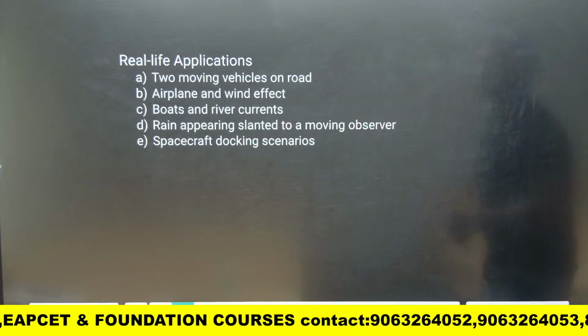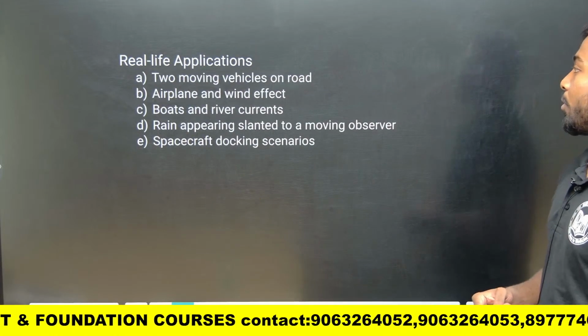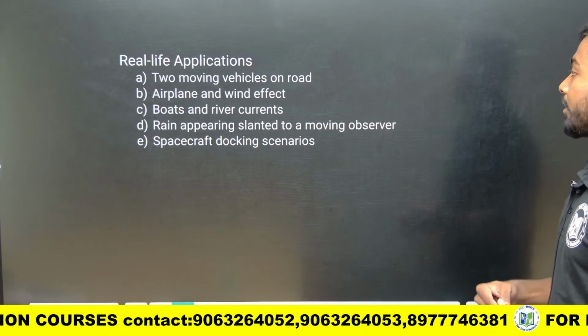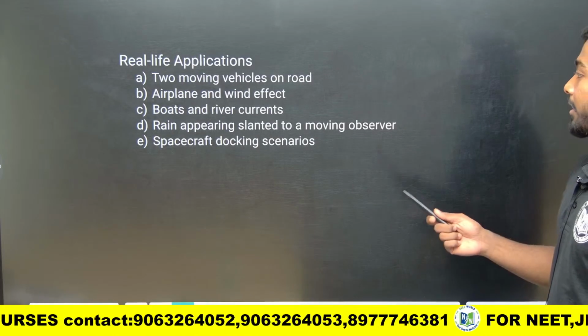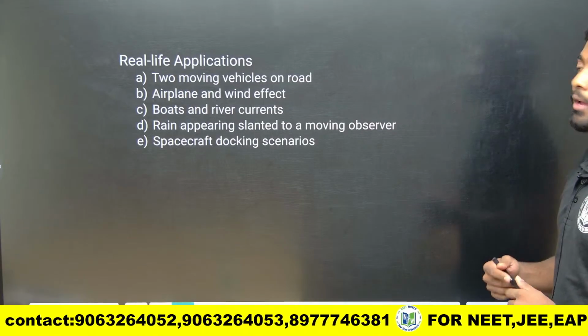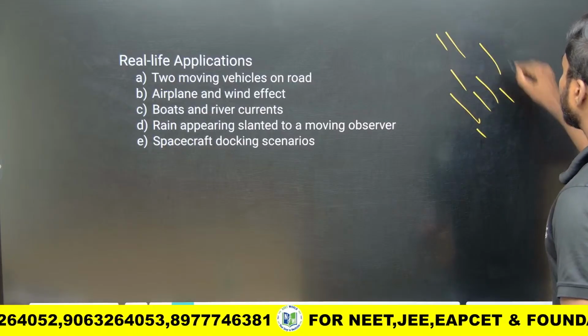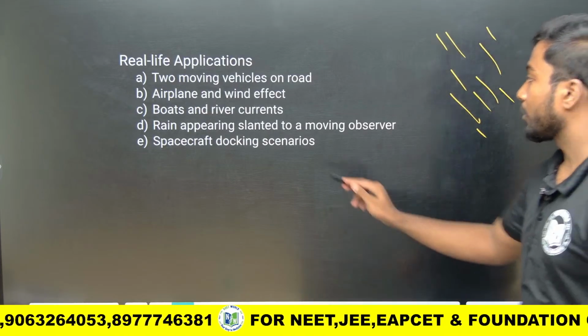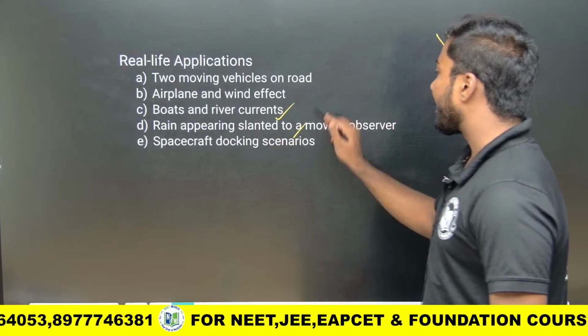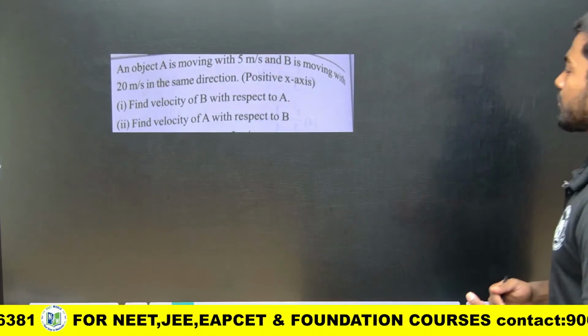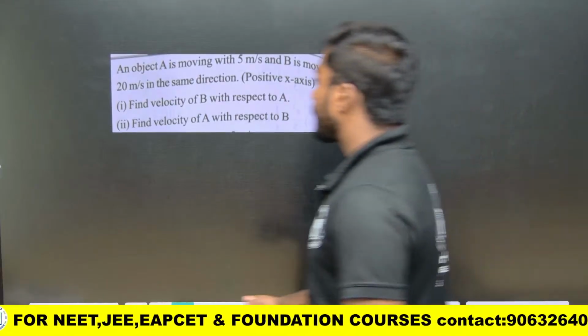Real life applications: two moving vehicles on roads, airplane and wind effect, boat and river currents, rain appearing slanted to a moving observer, like rain coming like this. We'll see the problems for this also, like boat and river, rain and man, everything we'll see. Okay, this is the first question. Question number 1.